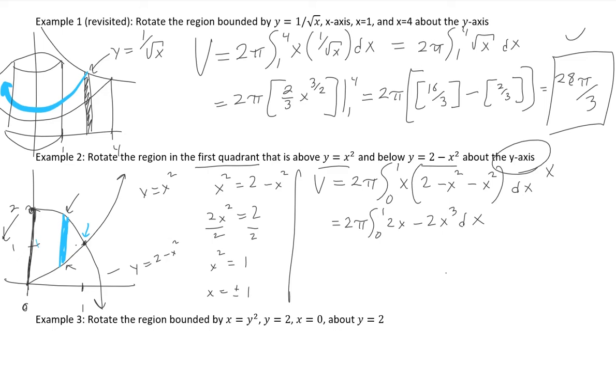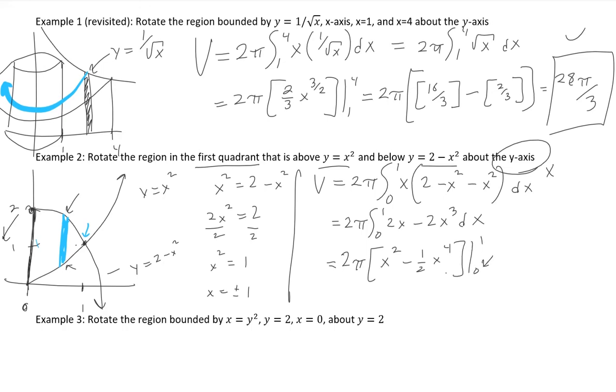And I can even pull out a 2 there if I want to. So I'll say 4 pi. If I pull out the 2, that'll give me... let's actually keep the 2 in there for this reason right now. If I do 2 pi, 2x integral will give me x squared straight up. And then minus 2x cubed will give me minus 1/2 x to the 4th. This is from 0 to 1.